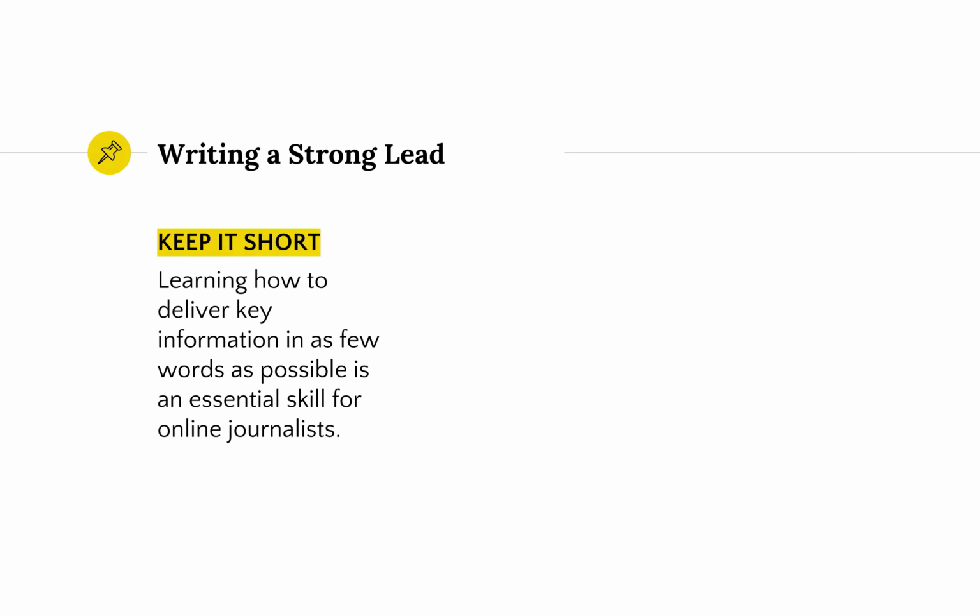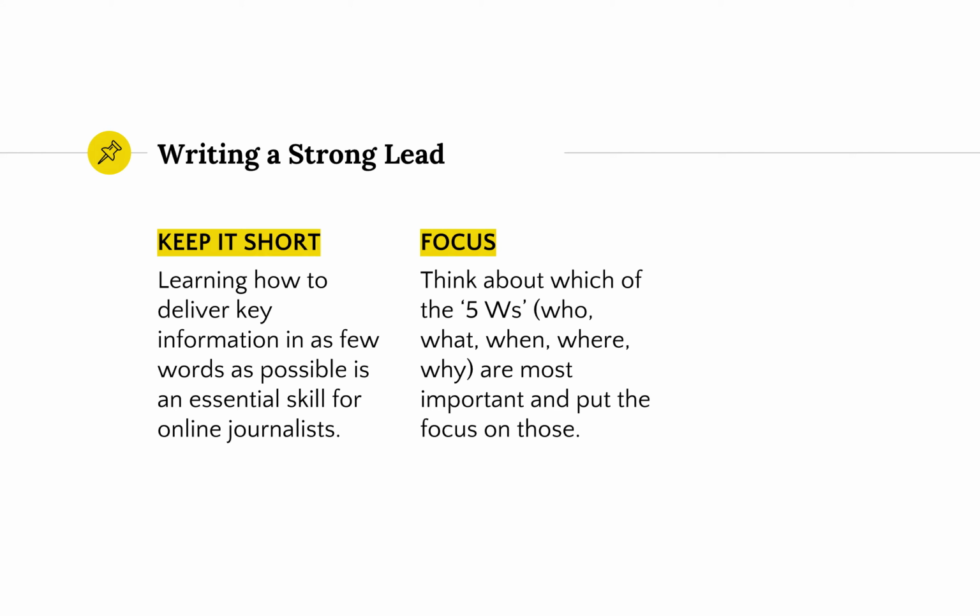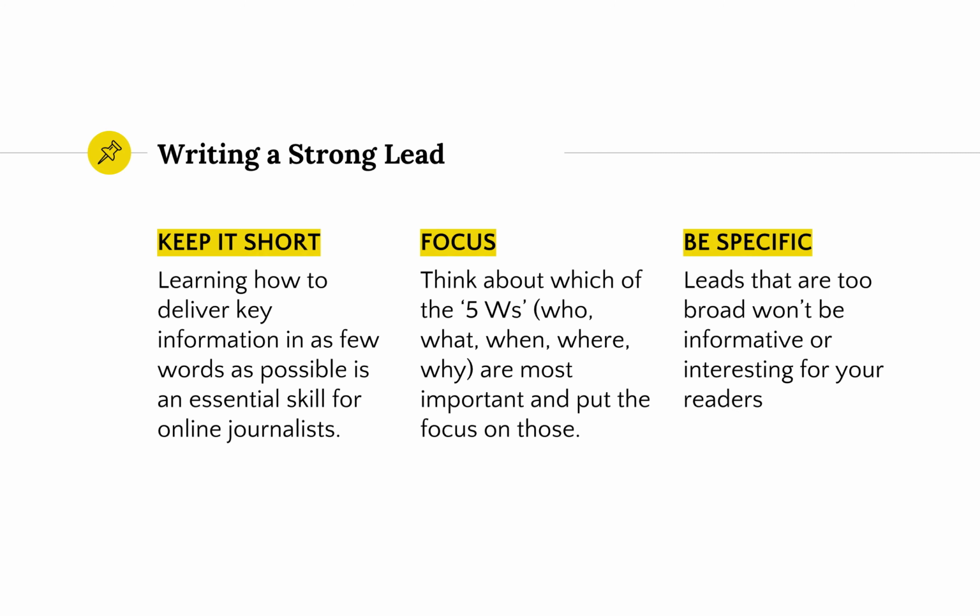So here's what you need to think about when you're writing a lead. Number 1, keep it short. Learning how to deliver key information in as few words as possible is an essential skill for online journalists. Number 2, focus. Think about which of the 5 W's, who, what, when, where and why, are most important and put the focus on those. And finally, be specific. Leads that are too broad won't be informative or interesting for your readers.